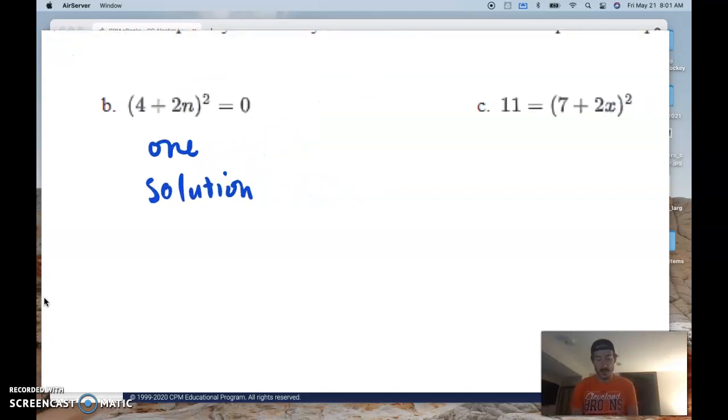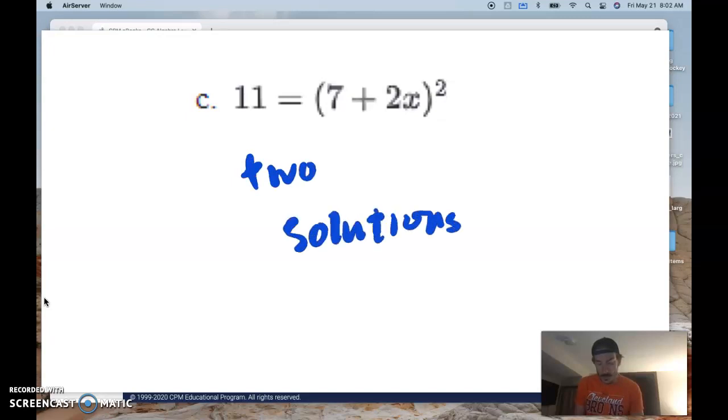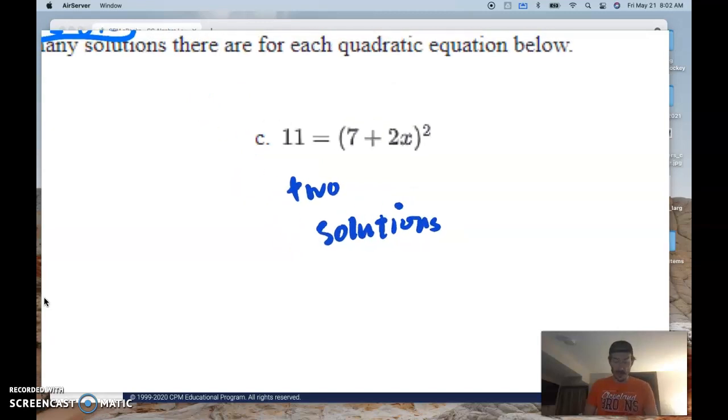Okay? I'm going to slide over here to letter C. Now this one might look a little backwards because I've got that quantity squared on the right-hand side and the positive value on the left-hand side. Doesn't matter, though. I could switch it around if it made me more comfortable. But because the 11 is positive, I have two solutions. Okay, so that's looking pretty good. Because that 11 is not a perfect square, it is not going to give me integer values for solutions. It's going to give me decimal values. So taking it above and beyond, that's something we could check out there.